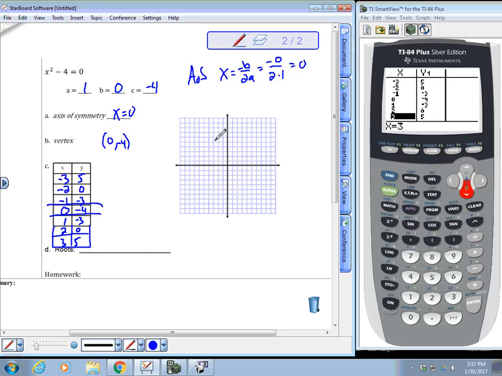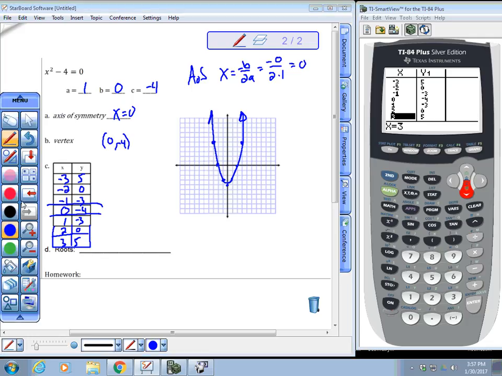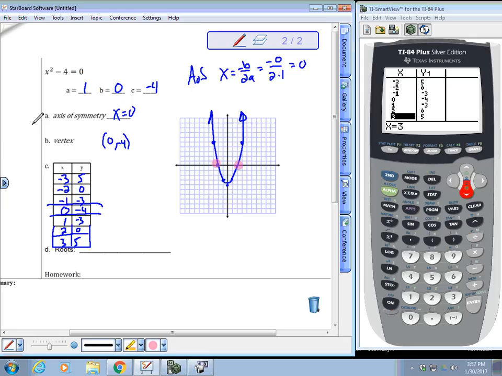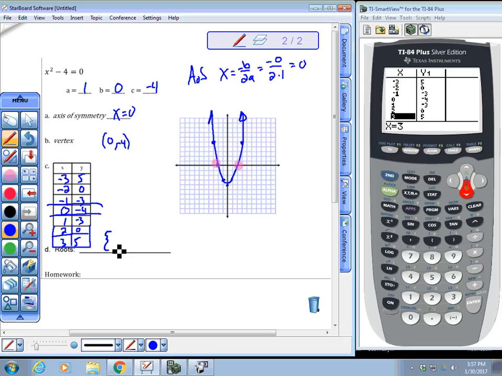Graphing that, 3 up 5, -2 up 0, -1 down 3, 0 down 4, and so on. My roots are going to be found at those two spots, which will be at -2 and +2. And again, it's where the y values are 0. What are my x values? -2 and 2. There you go.